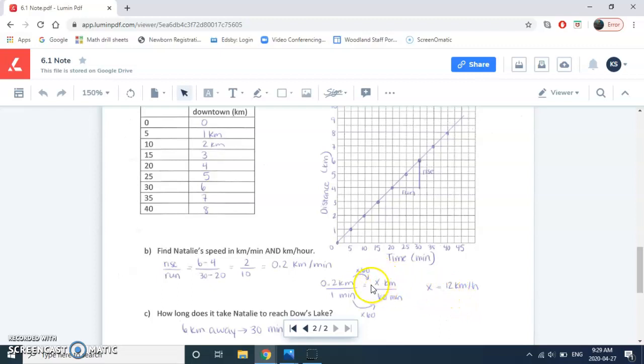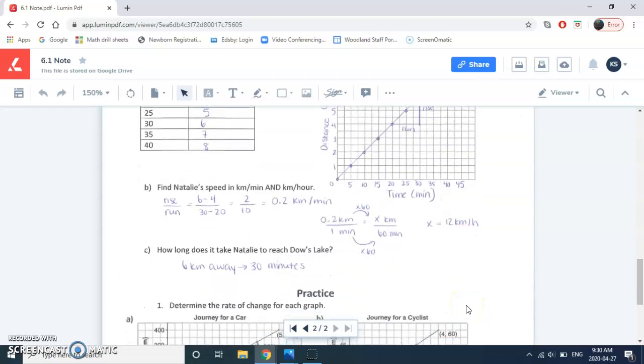So we needed to find that out. 0.2 times 60 gives us 12. So that means that Natalie is skating at 12 kilometers per hour.